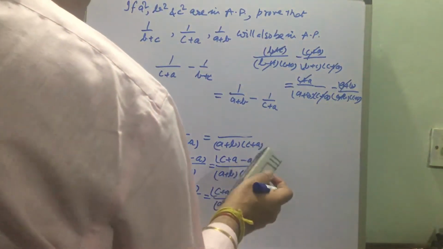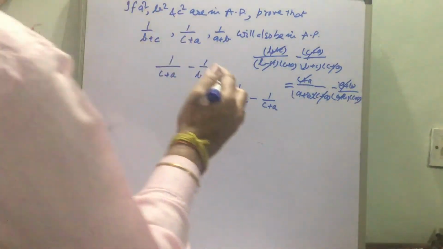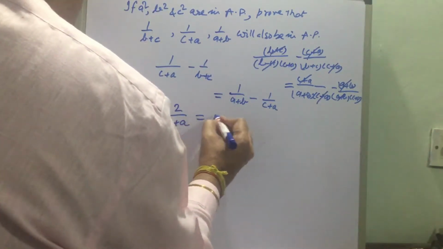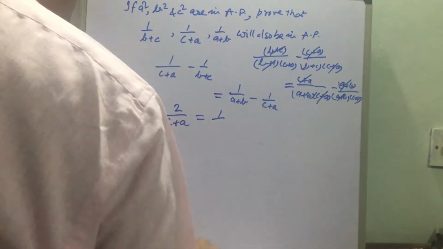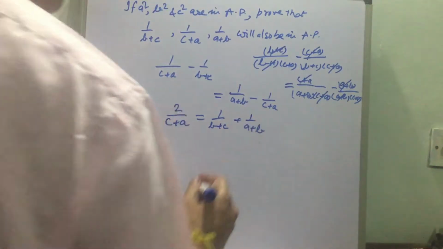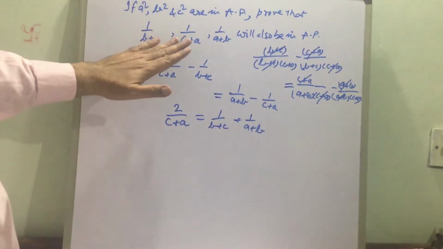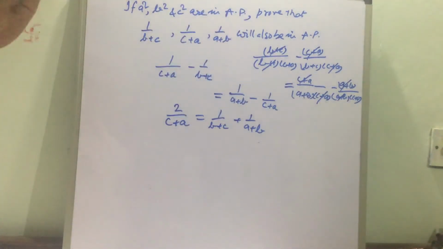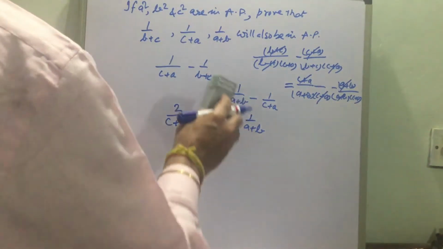So we take this c plus a to this side, so we can write 2 upon c plus a equal to 1 upon b plus c plus 1 upon a plus b. So this indicates that 1 upon b plus c, 1 upon c plus a and 1 upon a plus b will be in AP. So this is proved. This is how we can prove it. Let us see another problem.